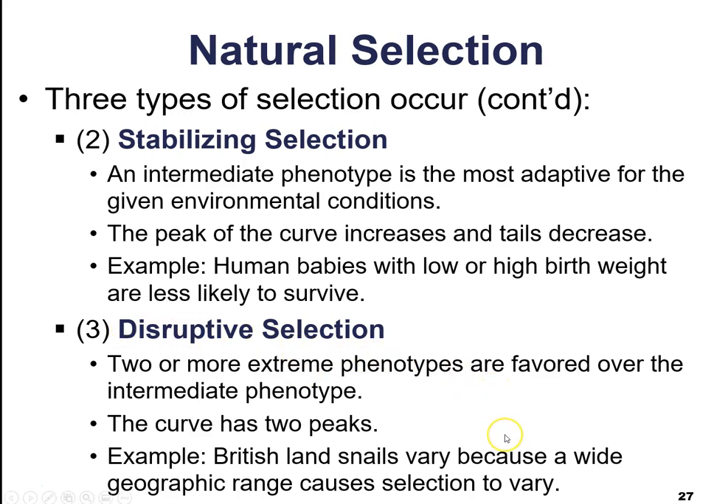Next one is disruptive selection. So here you have 2 or more extreme phenotypes that are favored, not just one, and they're favored over that intermediate phenotype. So the curve essentially will have 2 peaks. There's an example of these land snails in Britain that vary because of this difference in geographic range. So even though they're the same population, there's still a geographic separation or location influence. And so those that are a certain color will survive better in this one environment, and those that are another color will survive better in this other area. And so you see these 2 extreme phenotypes that are favored.